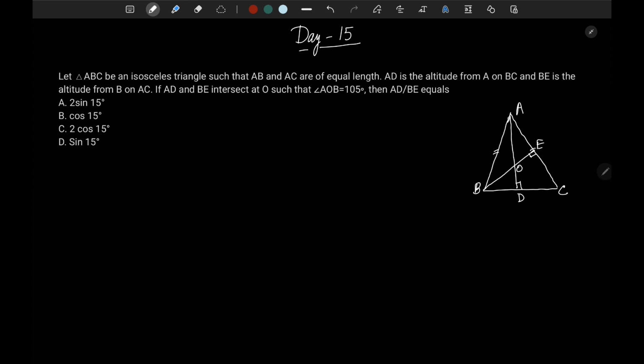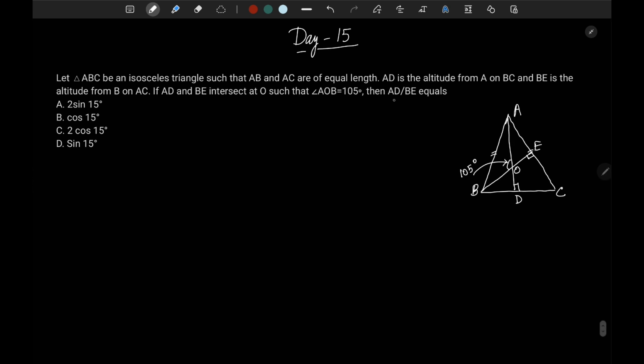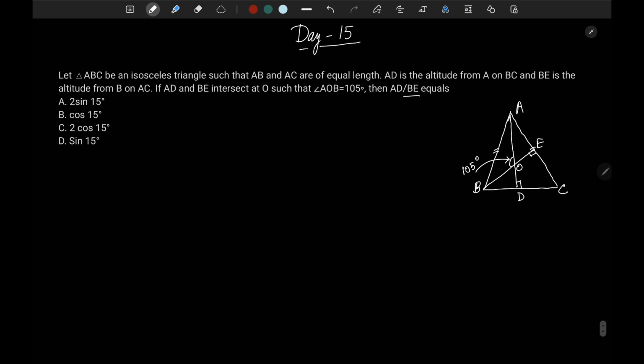O. Also they have mentioned angle AOB is 105 degree. Now they have asked us what is the value of this particular ratio, that is AD by BE. Where is our AD? AD is this altitude and BE is this altitude.